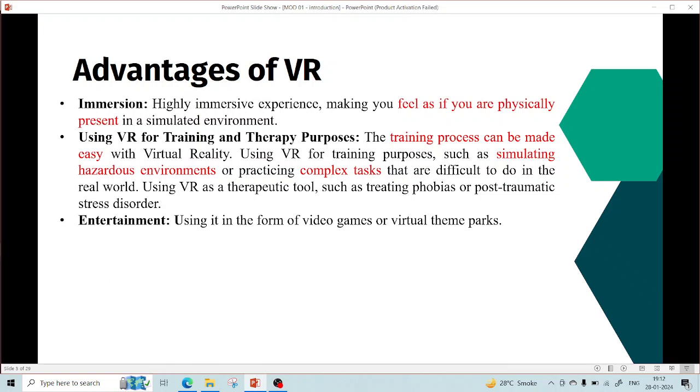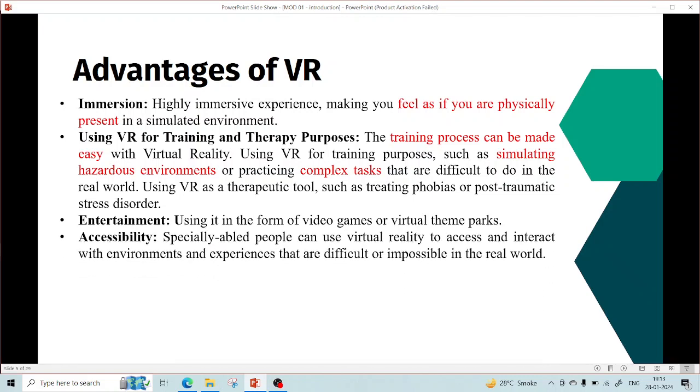This is very common: the entertainment applications, or the advantage of VR. VR is vastly used in video games and virtual theme parks, which give you the experience of living a larger life or experiencing larger environments in the virtual world without creating those physically. So that is the important thing.